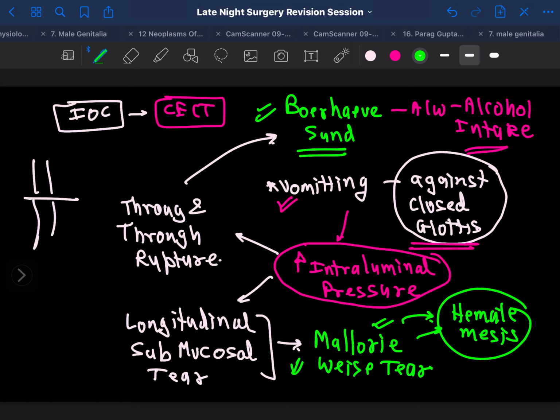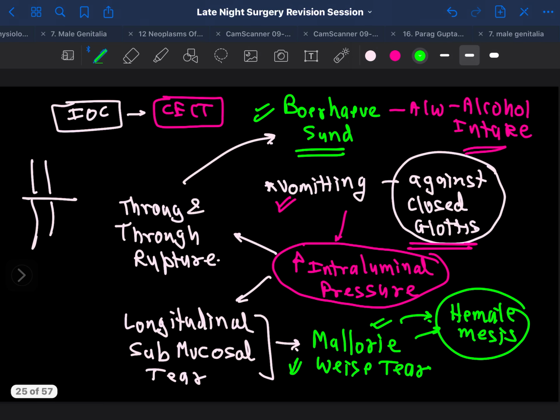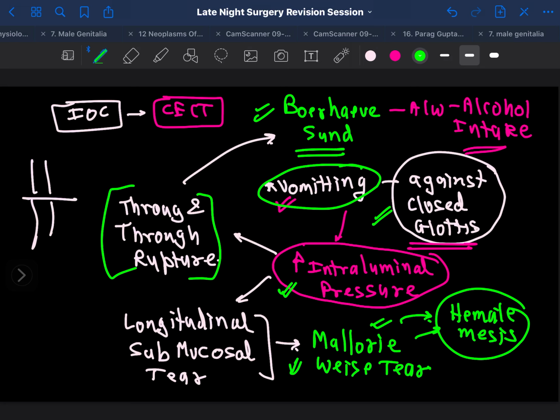Then we have Boerhaave syndrome. I told you that Boerhaave syndrome is usually associated with alcohol, but it is not so. The main mechanism behind the formation of Boerhaave syndrome is that if the patient is vomiting against a closed glottis, the vomit will not be able to come out, and there will be raised intraluminal pressure. Because of the raised intraluminal pressure, there can be a through and through rupture of the esophagus.